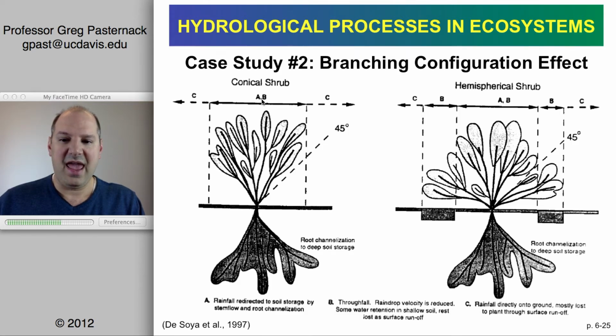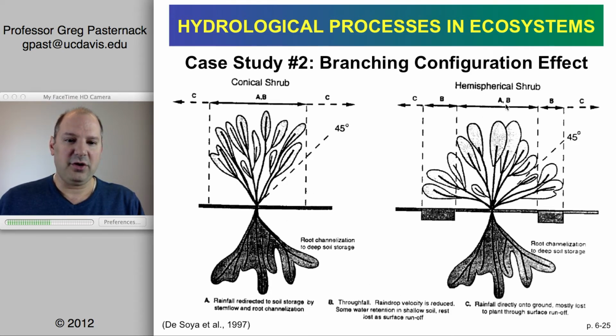So the zone A, that's shown by this arrow in the middle, is where rainfall is redirected to soil storage. B is the zone for which there's throughfall, which is unlikely to be free throughfall in a conical shape, but there could be some. Rainfall velocity is reduced because it's hitting the leaves or stem and then falling off. There is some water retention there.